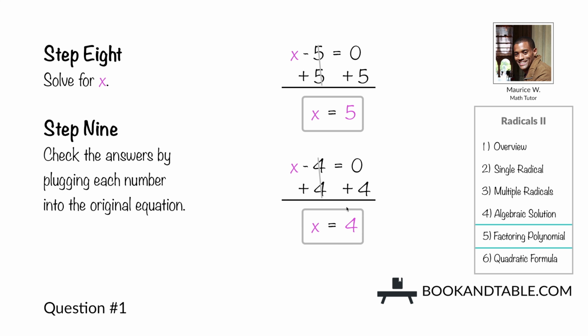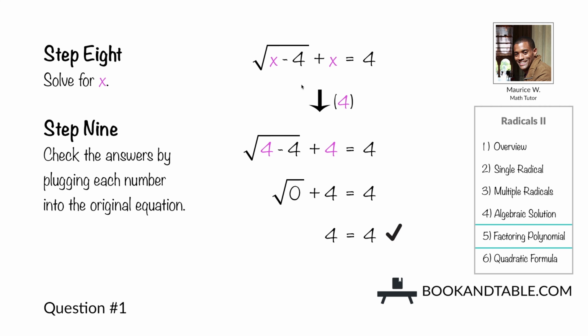And now step 9, we check the answers by plugging each number into the original equation. The square root of x minus 4 plus x is equal to 4. So we first plug in our first potential answer, 4, in each place where we see x. 4 minus 4 is 0. The square root of 0 is 0. So we're left with 4 is equal to 4, which confirms that x does equal 4.